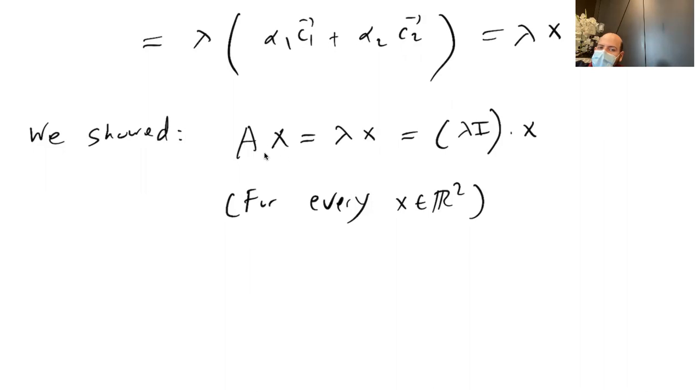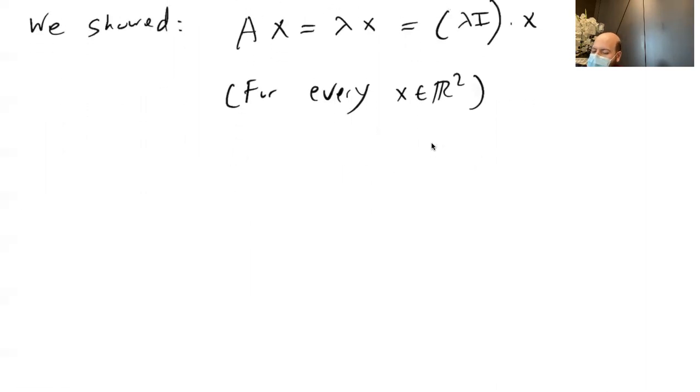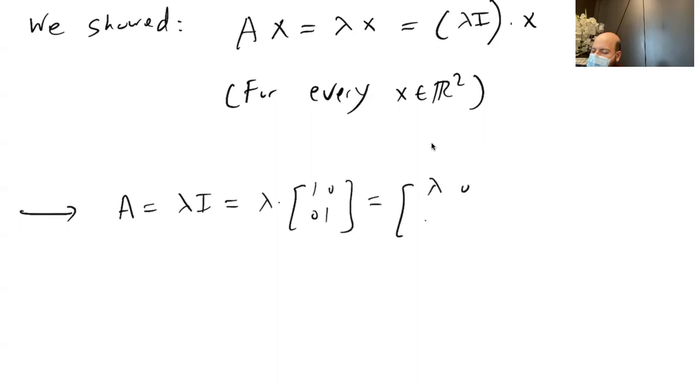So see, here I have two matrices. One is A, one is lambda I. The action of these two matrices on every vector X will be the same. So that means these two matrices must be the same. This is also a fact from linear algebra: if two matrices have the same action on every vector, those two matrices must be the same. So A is equal to lambda I, which is lambda times 1, 0, 0, 1, and this is the same as lambda 0, 0, lambda.